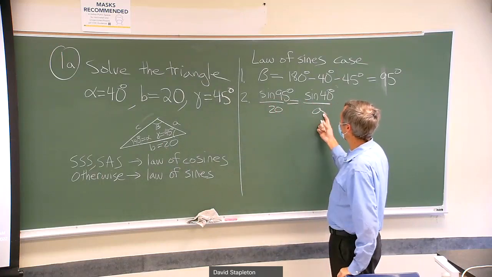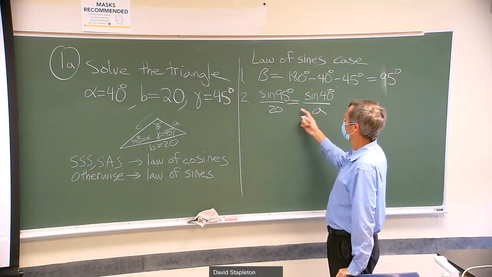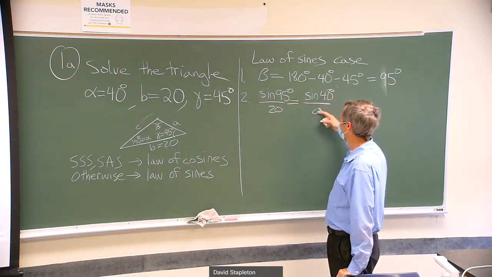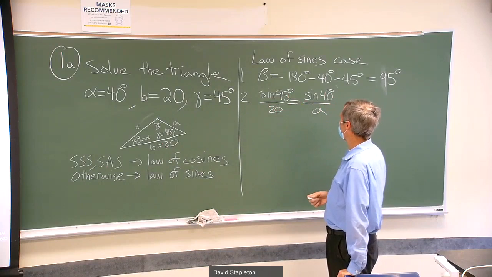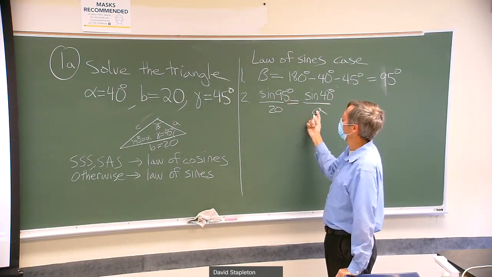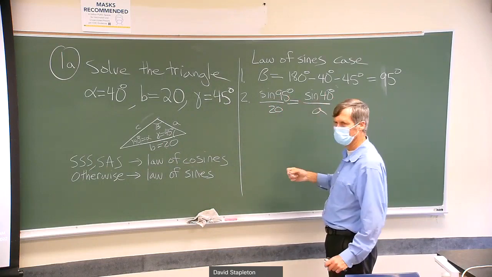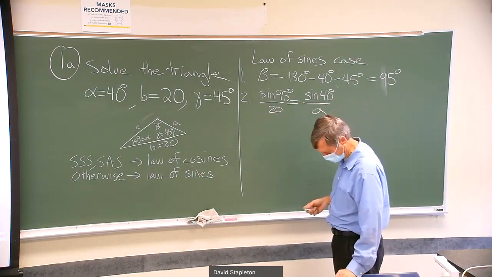Now I have all but one number known, right? By taking the angle and its opposite side, and then another known angle and its opposite side unknown. So you can solve this however you want. You can cross multiply with algebra, or you can take reciprocals of each side. Any preference on this? There are other ways too, actually.